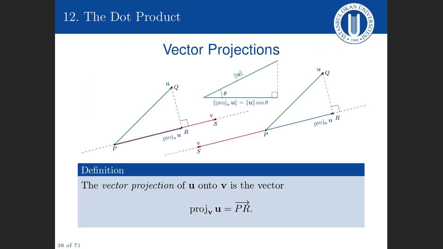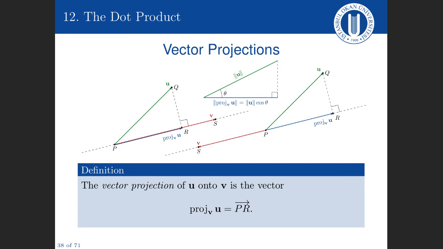Vector projections. Projections is something we're going to be using a lot next week. We're going to do the first type of projection now. If we have two vectors u and v, we can project one vector onto the other vector. Two ways to think about this.